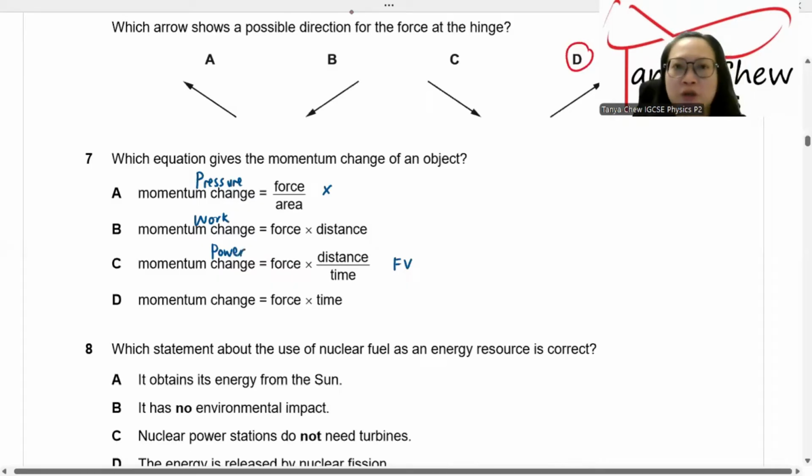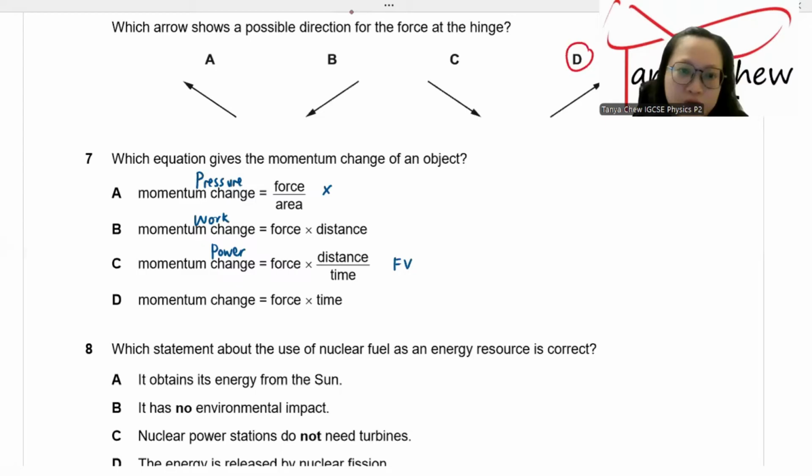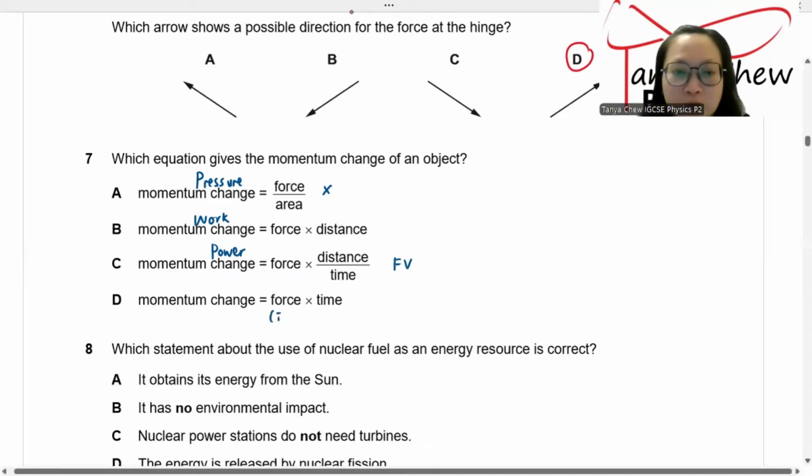This equation is only valid when the object is moving at constant speed, to use the equation of power equal to Fv. D, momentum change is equal to force times time, which is also true. Force times time is also called impulse. Impulse represents the change in momentum. So D is the answer.